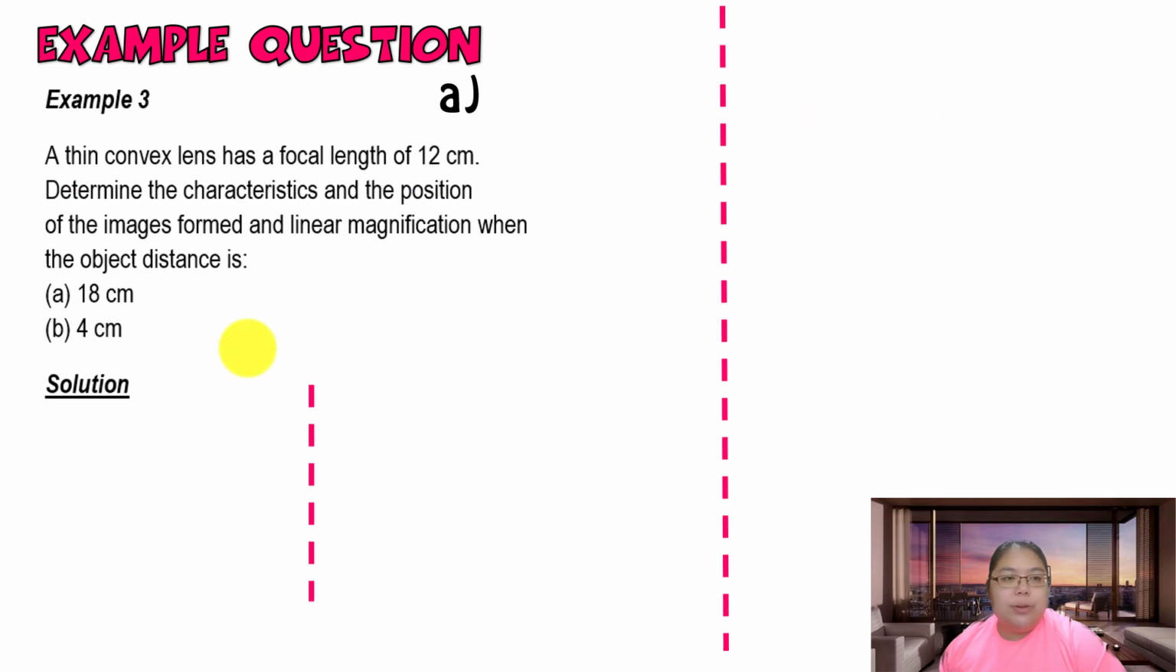Okay, let's see example 3. Keyword: convex lens. When I'm just talking convex lens, that means the focal length is safe, or positive. Let's see the info. For the first info, part A: F is 12 cm. Now the object distance is 18 cm.